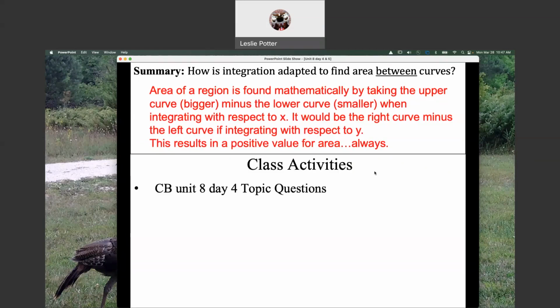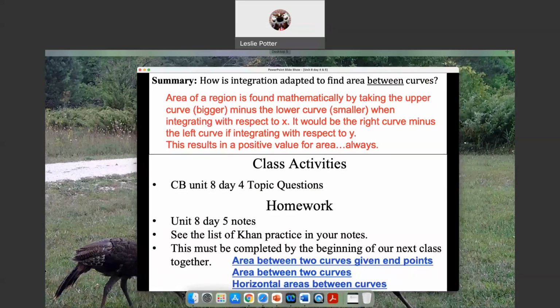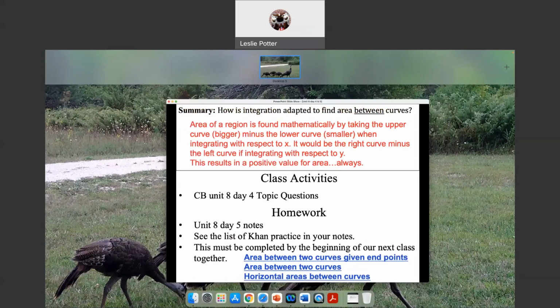Okay, so we've got day 4 topic questions and a couple of cons, and then day 5 notes for Wednesday. So I'll come around and check in with you, see how you're doing, and just touch base with you.